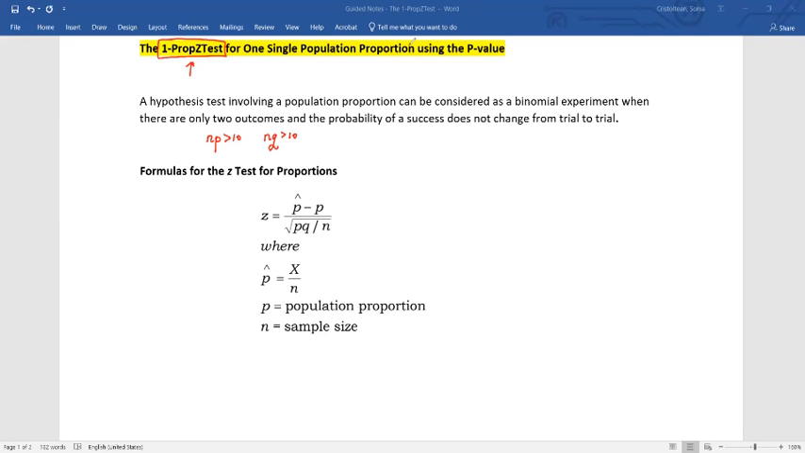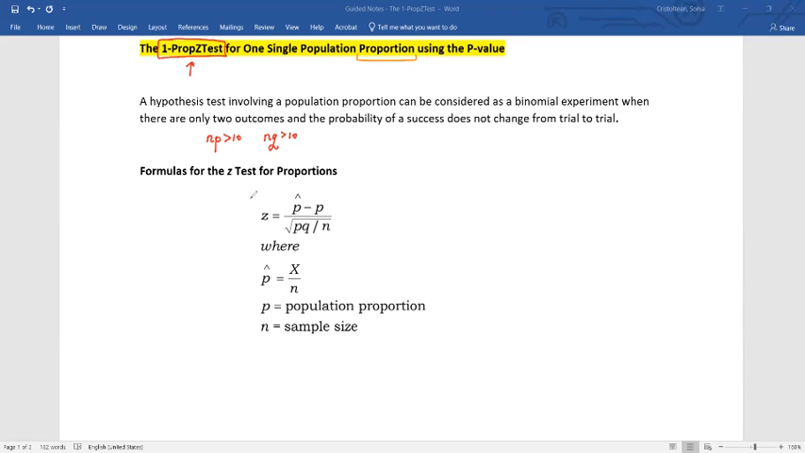I want to point out something else. For a population proportion test, it doesn't matter if we know or we do not know the standard deviation of the population. So in this case, we will always use a z distribution. That's why this is called the 1-prop-z test. It's a test for proportion using the z distribution.